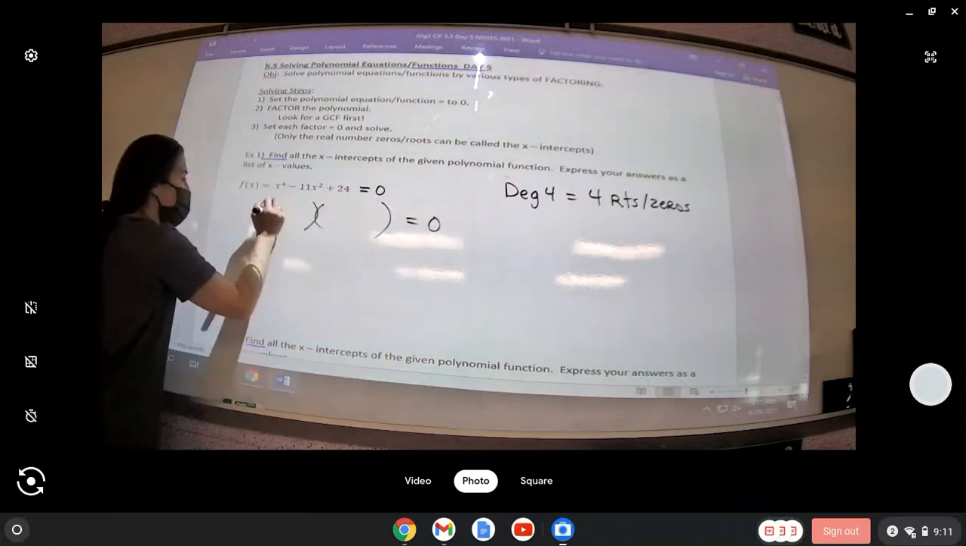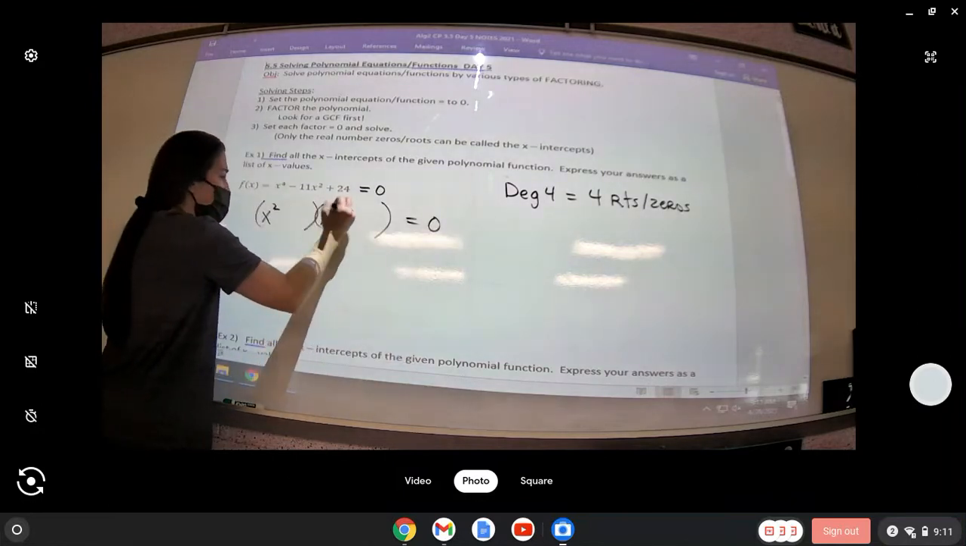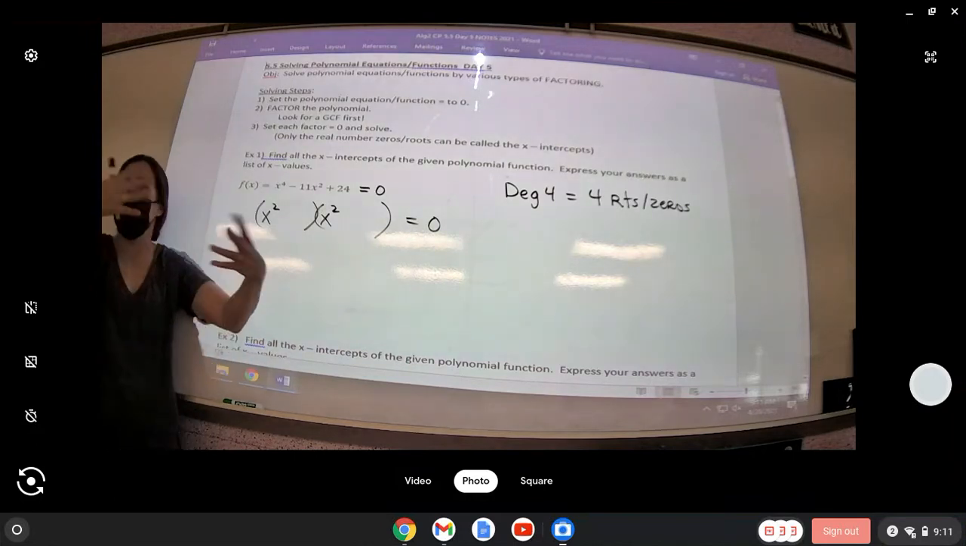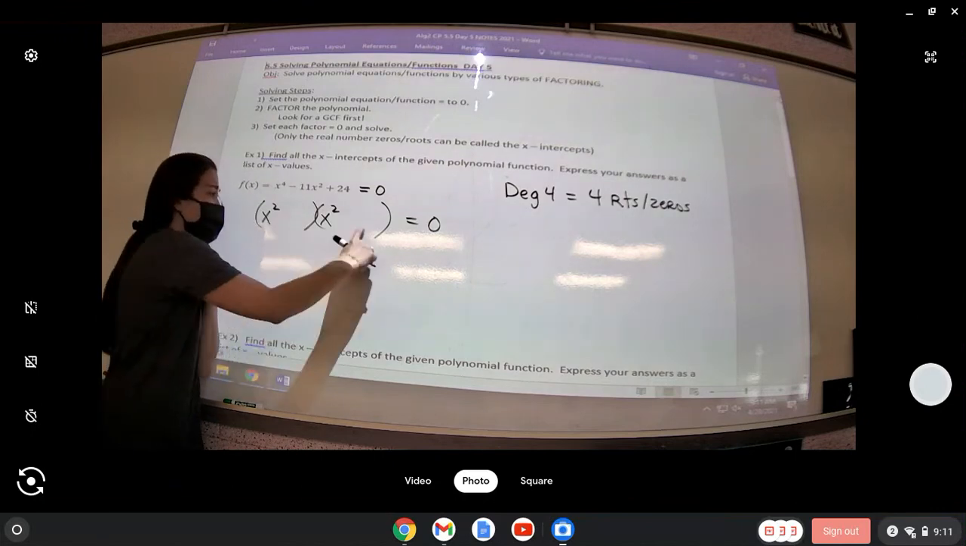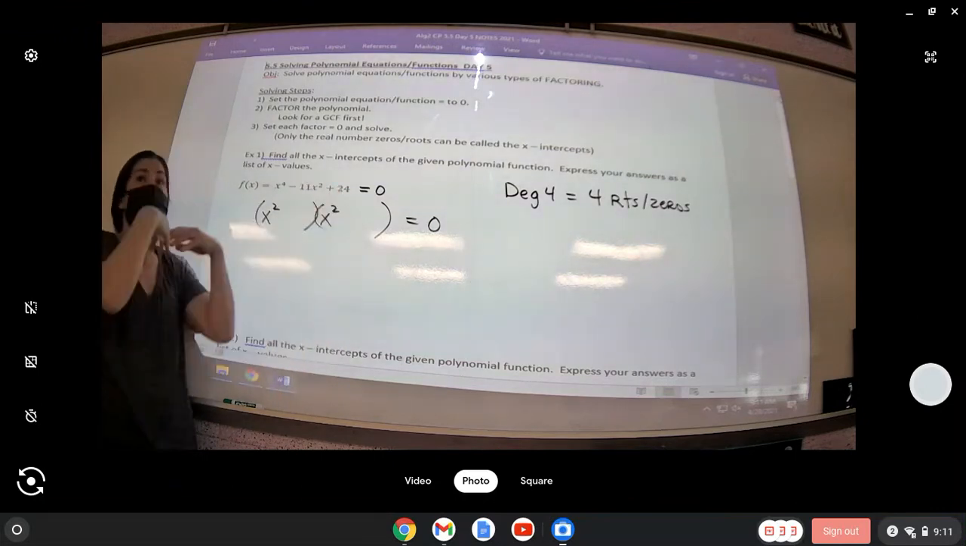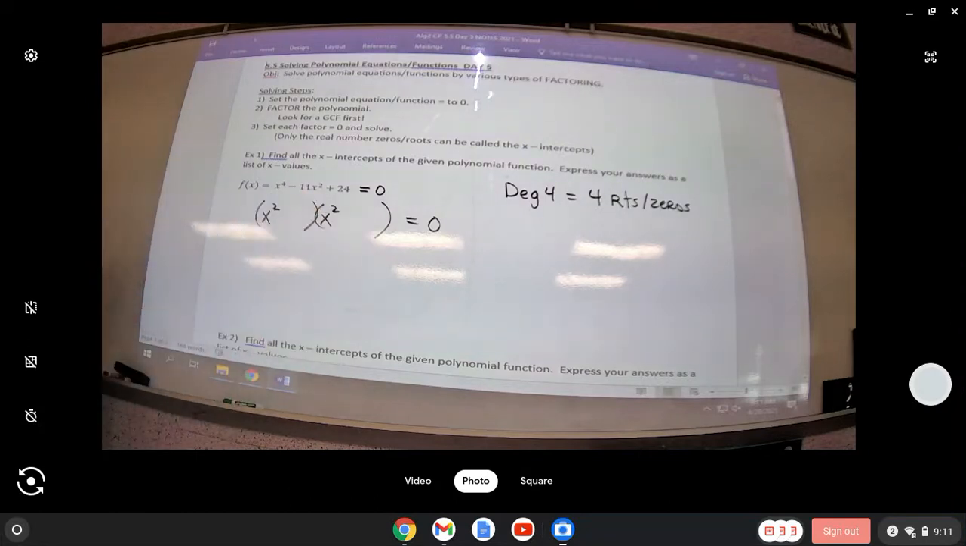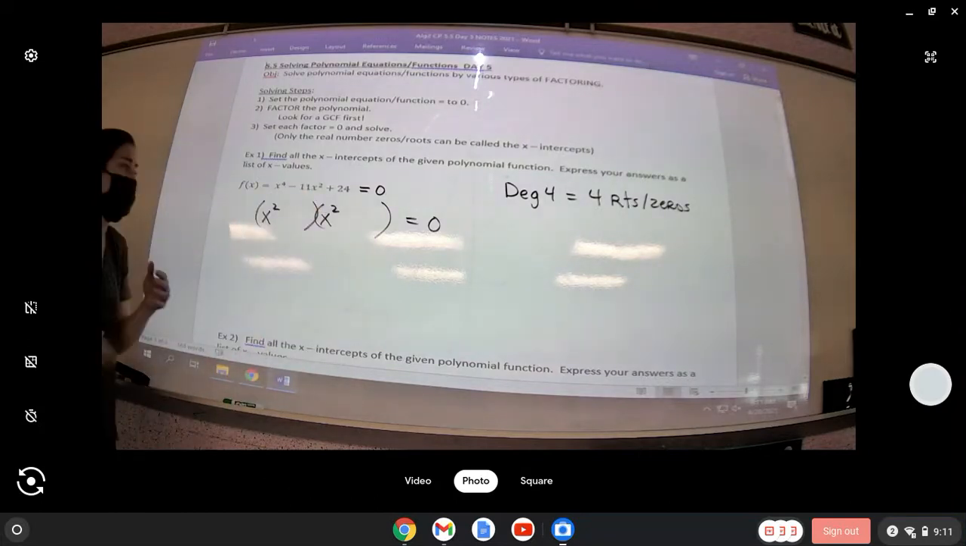So I'm going to give myself an x squared and an x squared to get me that x to the 4th and still allow myself to get those x squareds from my rainbows. All right, now I know from normal factoring procedure, whatever numbers I put here have to multiply to 24, and then my rainbows have to add up to negative 11x squared. Anybody know what numbers will do this?